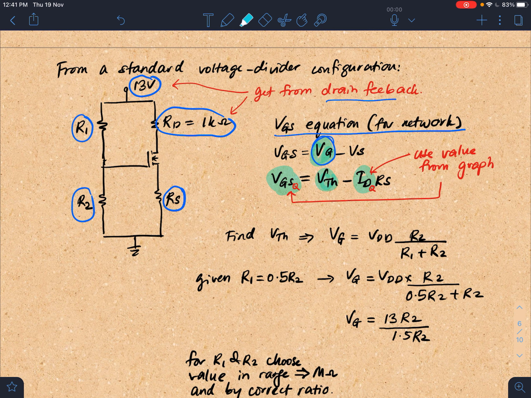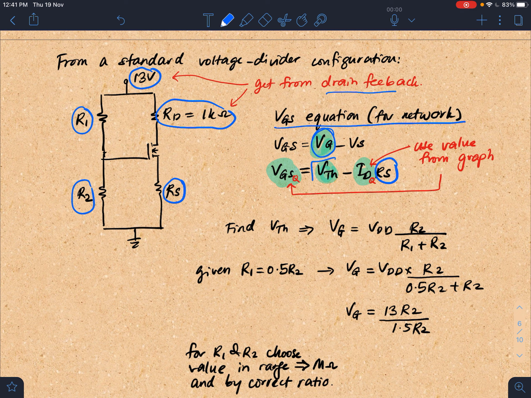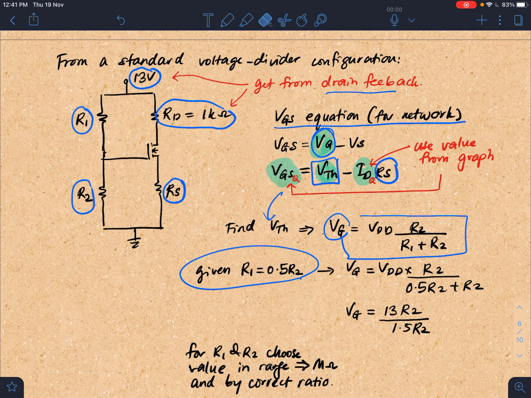Now, we want to find the RS. However, you need to find VTH first. So we go to VTH, which means we want to find the VG, using the voltage divider formula. Again, the given information is R1 equal to 0.5 R2. So replace the R1 and solve this equation. You get Vg equal to 13 R2 over 1.5 R2.